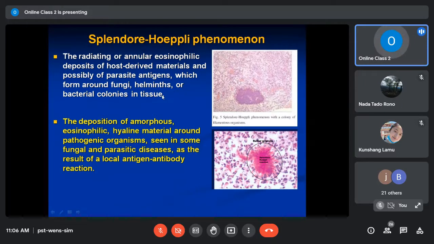This kind of reaction is due to a local antigen-antibody reaction, to parasitic or fungal antigen, which shows a very typical phenomenon with radiating, club-like structures. This particular phenomenon is known as the Splendore-Hoeppli phenomenon, and you may come across it in actinobacillosis, actinomycosis, as well as in some fungal and parasitic infections, showing such a central, radiating type of lesion.